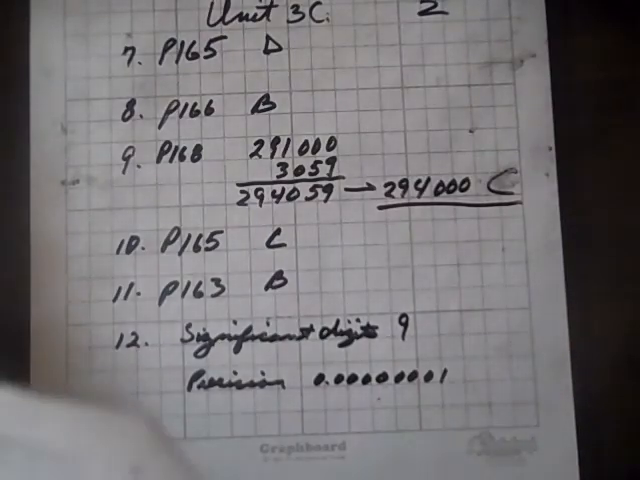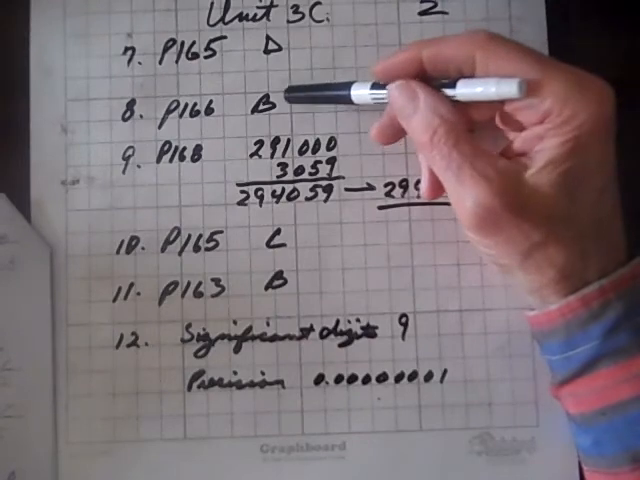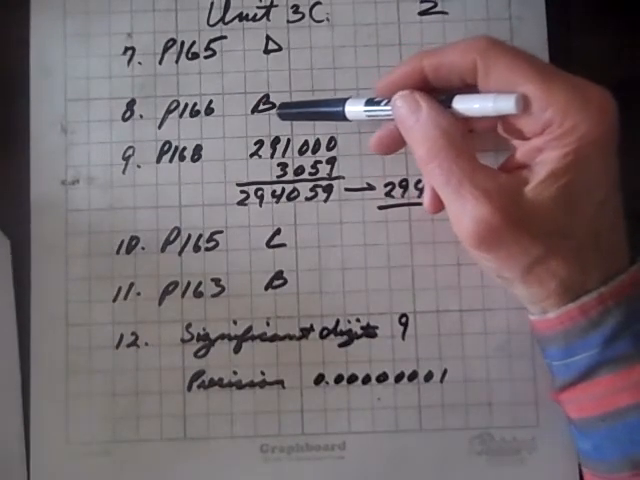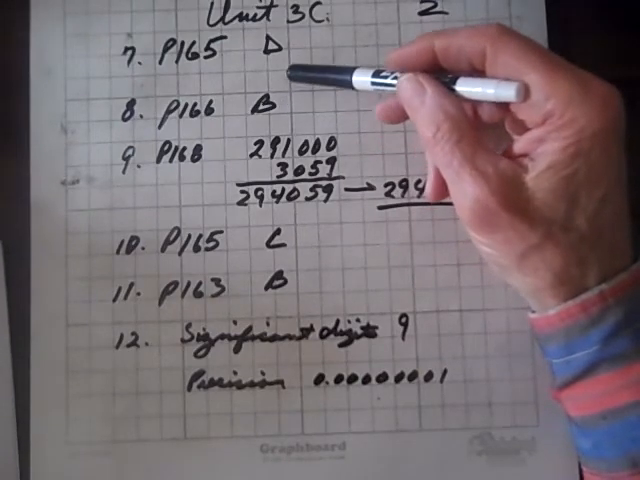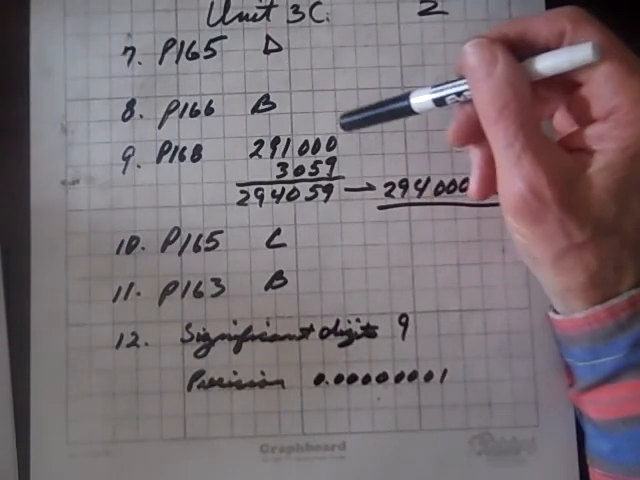So number 8 has to do with precision and accuracy, page 166, and as we said, the 3/8 would be more accurate but less precise, whereas 70.5 is more precise but less accurate.